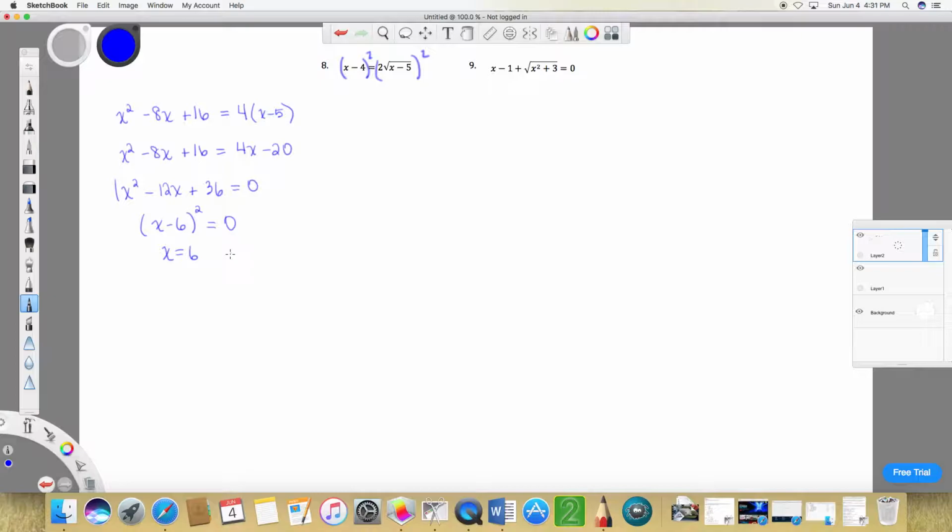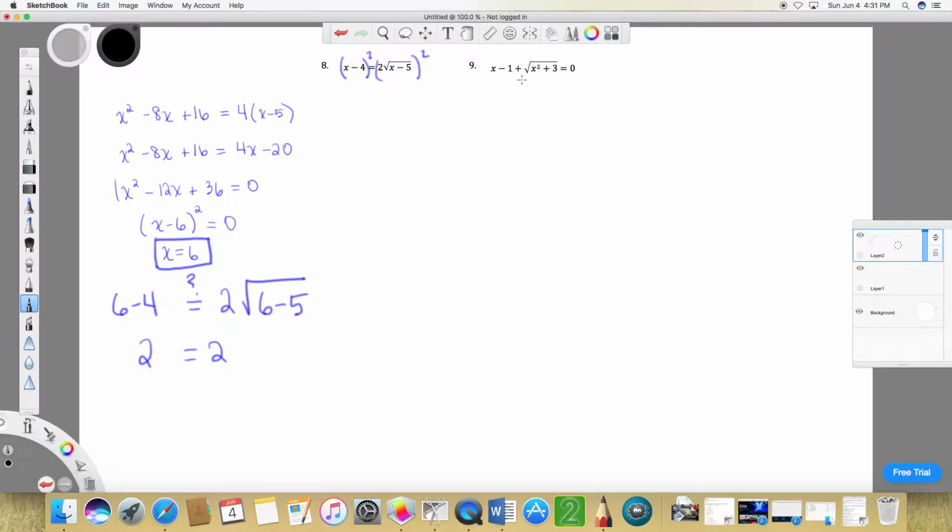So checking this, on the left-hand side I have 6 minus 4, and the question is will we get that same amount on the right-hand side? We have 2 times the quantity 6 minus 5. So on the left we have a 2, and on the right 6 minus 5 is 1. The principal square root of 1 is 1. 2 times 1 is 2, and we have that 2 equals 2. So yes, this does check, and there's my solution for problem number 8.